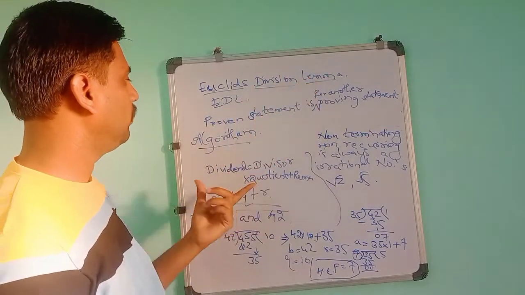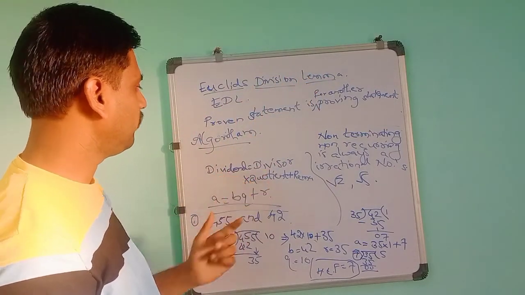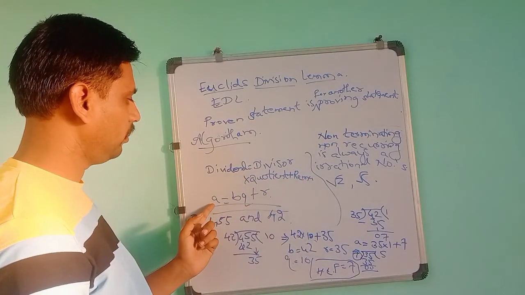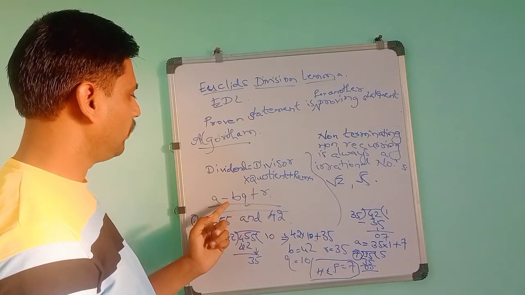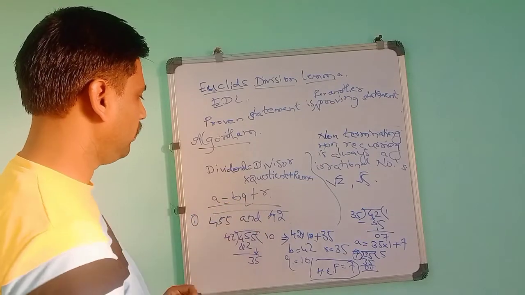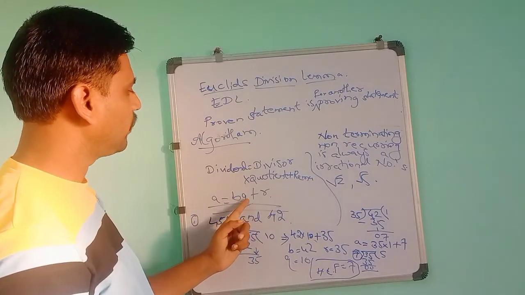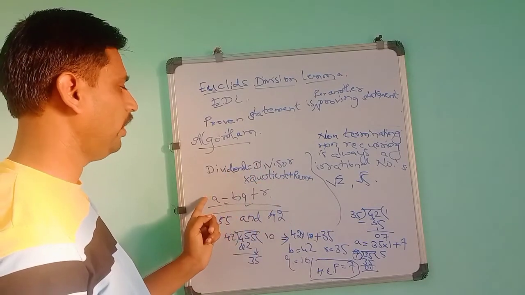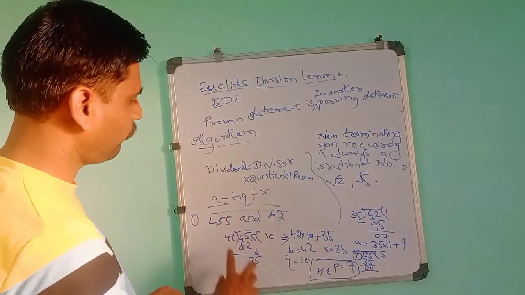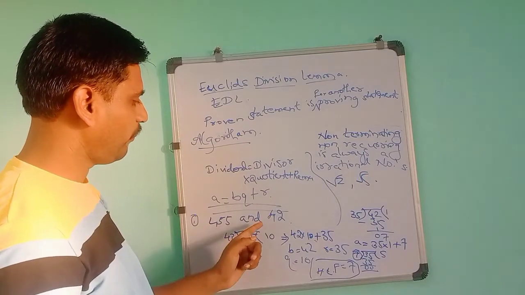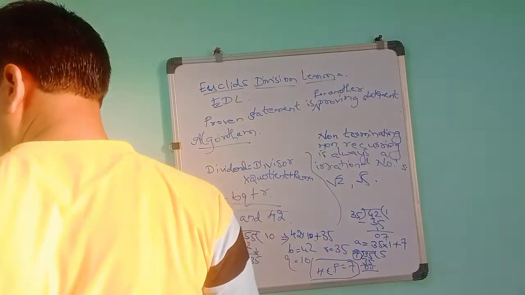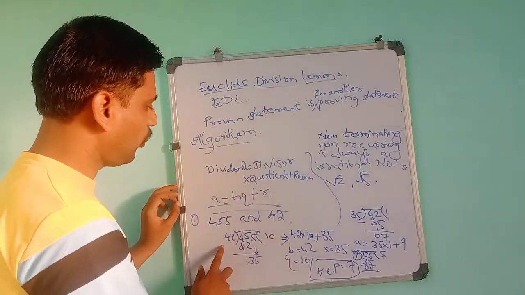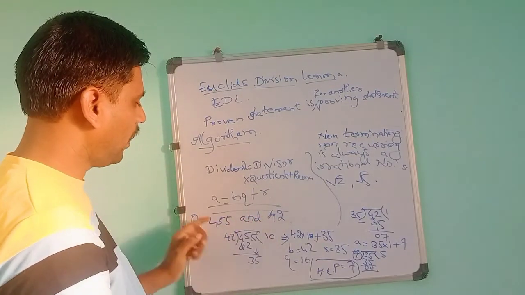Euclid's division lemma is one formula: dividend is equal to divisor into quotient plus remainder, where a is a positive integer, a is equal to bq plus r. Here q is the quotient, the remainder is r, the divisor is b, and the dividend is a. On this method, you take the formula for this. Take 455 and 42.